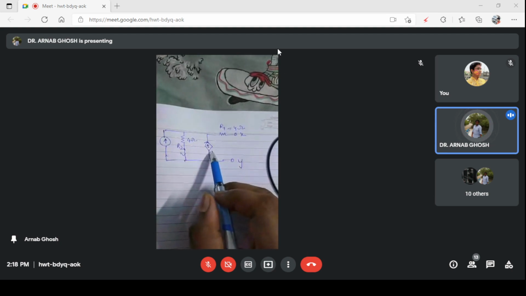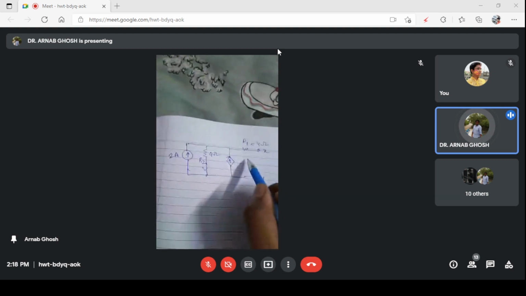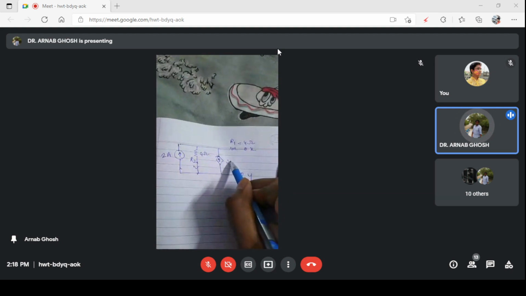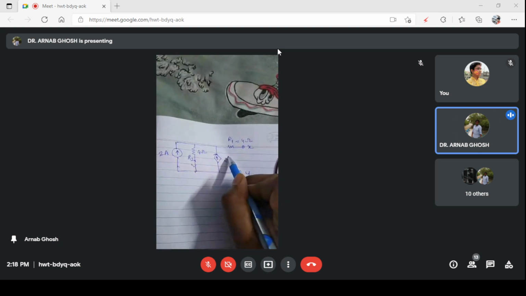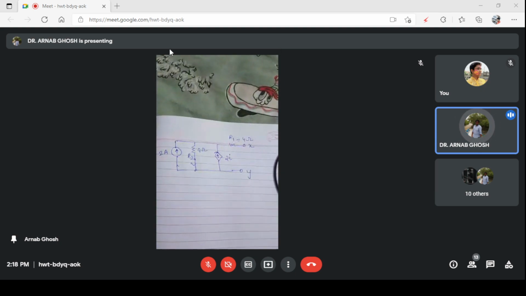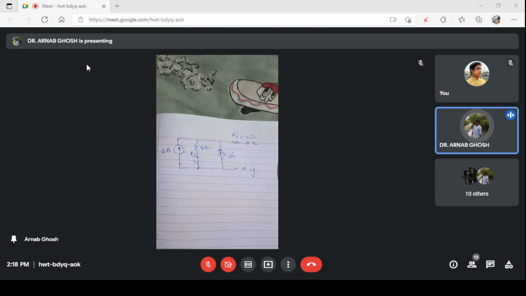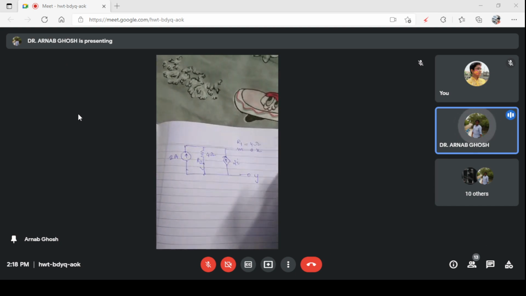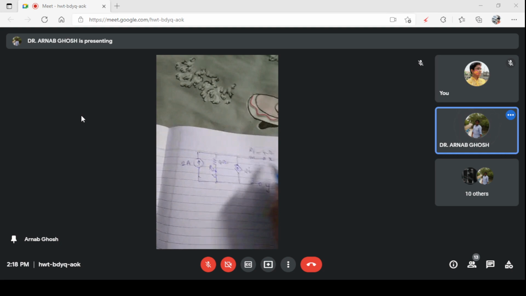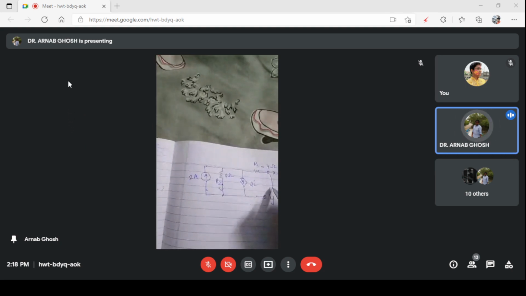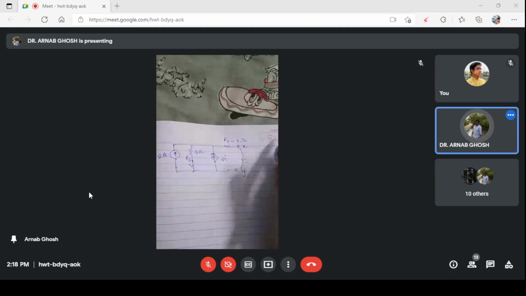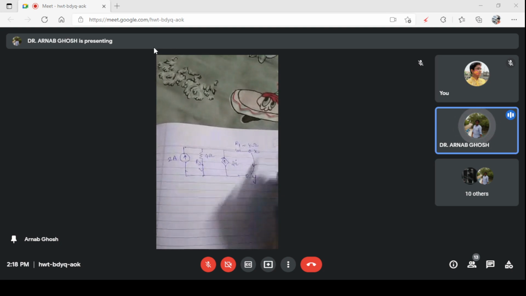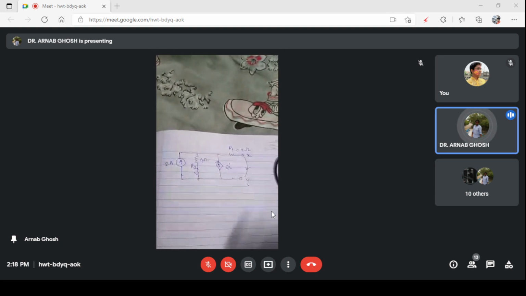Here you are given the current source, and another dependent current source, and this is 2I. Okay, and R1 is equal to 4 ohm. So what you have to do, you have to calculate the short circuit current XY, that is, the current through this XY terminal.